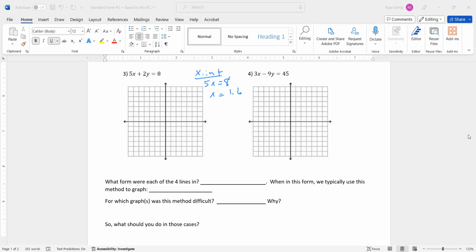So what do we do? Well, we learned in the last lesson how we can move this into slope-intercept form. Let's do that. To do that, I'm going to subtract 5x. So I get 2y equals negative 5x plus 8. Divide by 2, divide by 2, divide by 2. I get y equals negative 5 over 2, which cannot be reduced. 8 divided by 2 is 4. So I'm going to go up to 4 and go down 5, right 2.